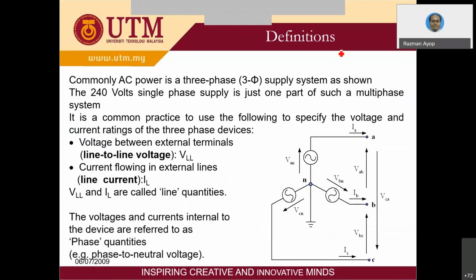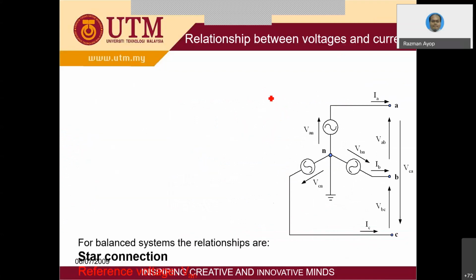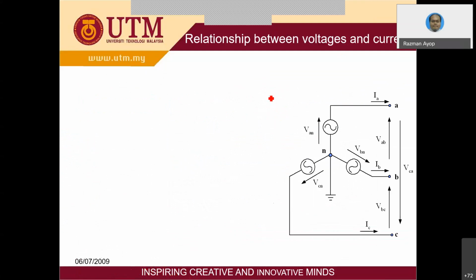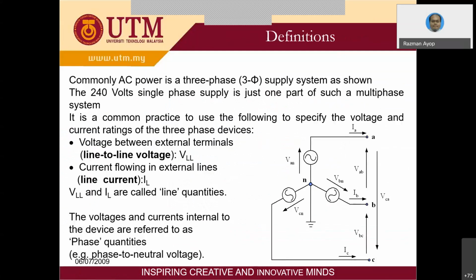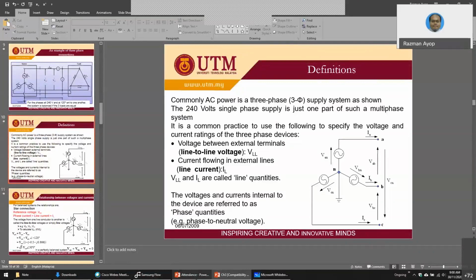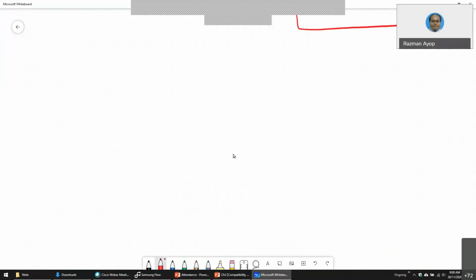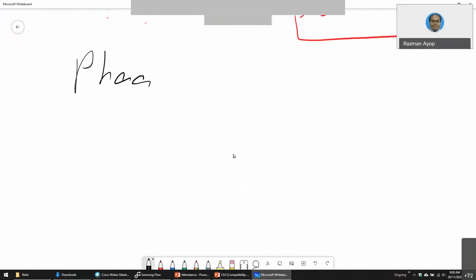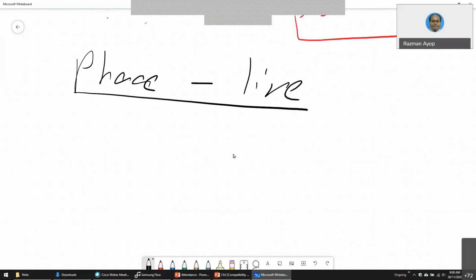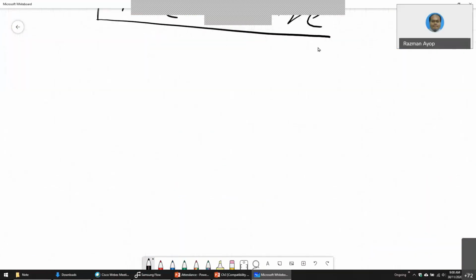Okay, remember that I said there are phase and line. What is phase, what is line? Okay, so I take here. The next part is the phase and line. So what is phase, what is line?